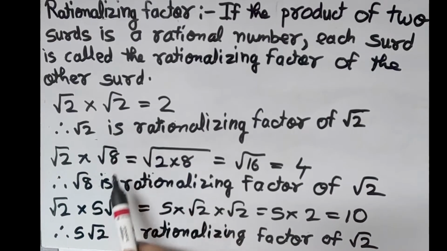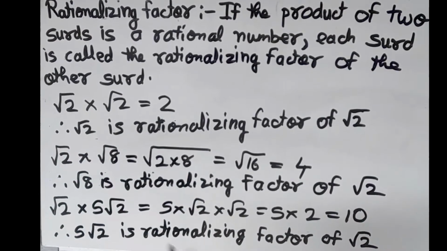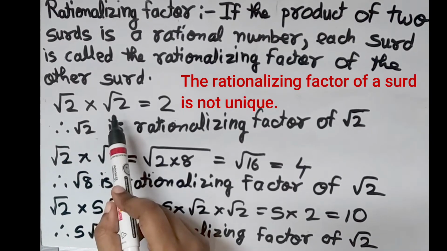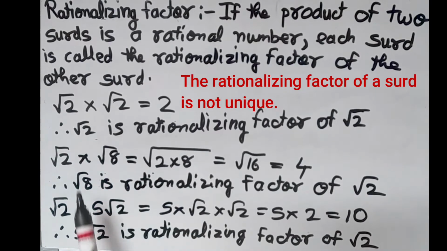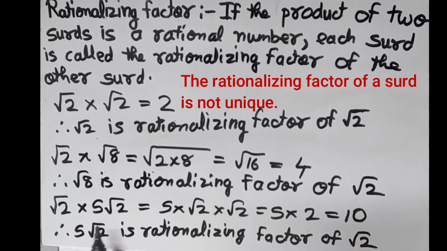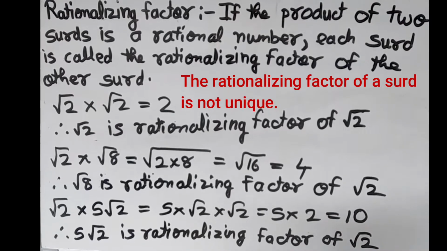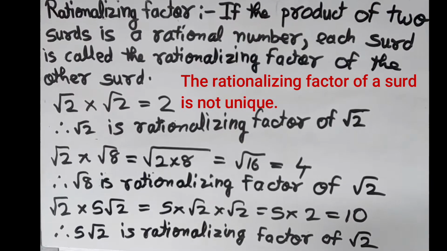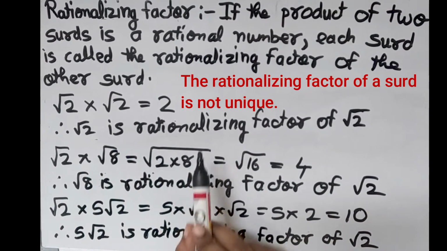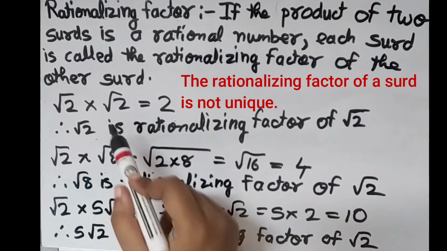The rationalizing factor of a surd is not unique. One surd can have many rationalizing factors. See, root 2 is a rationalizing factor of root 2. Root 8 is also rationalizing factor of root 2. And 5 root 2 is also rationalizing factor of root 2. Okay. So, the rationalizing factor of a surd is not unique. One surd can have many rationalizing factors.